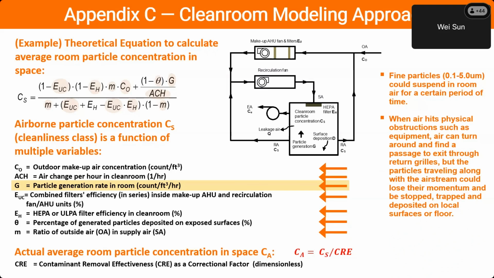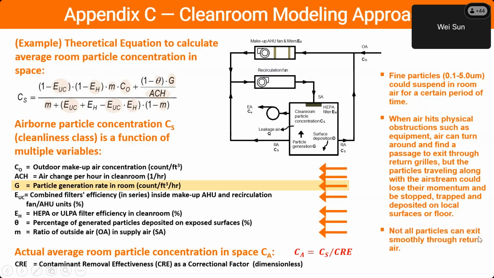But if they are in a corner of the room, or the ceiling, the chance is they are going to flow in the eddy flow. Then they can suspend in the air for a long time. So when air hits physical obstructions, such as equipment, air can turn around and find a passage to exit through return grills. But the particles traveling along with the airstream could lose their momentum and be stopped, trapped, and deposit on the local surface or floor.